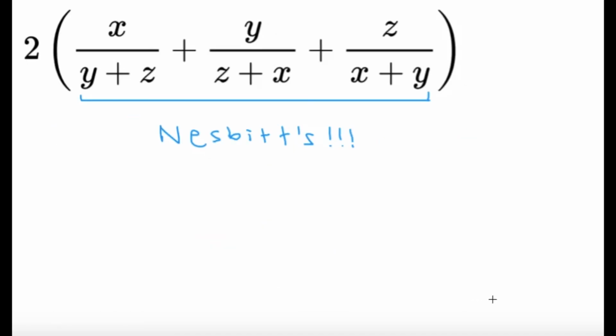Nesbitt's inequality states that for any positive real numbers x, y, and z, the minimum value of literally this expression is going to be greater than or equal to 3 halves. And when does it happen? It happens at x equals y equals z. So 2 times a value that's greater than or equal to 3 halves is literally going to give us greater than or equal to 3. And there we have it.